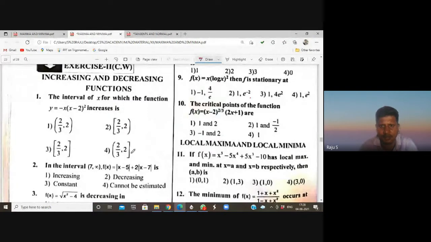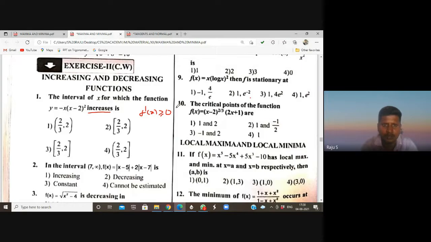Fine. First question: the interval of x for which the function increases. Already they have given that the function increases. So simply you have to take f dash of x is greater than or equal to 0. Clear, students? They do not mention strictly increasing here, so they mention increases.